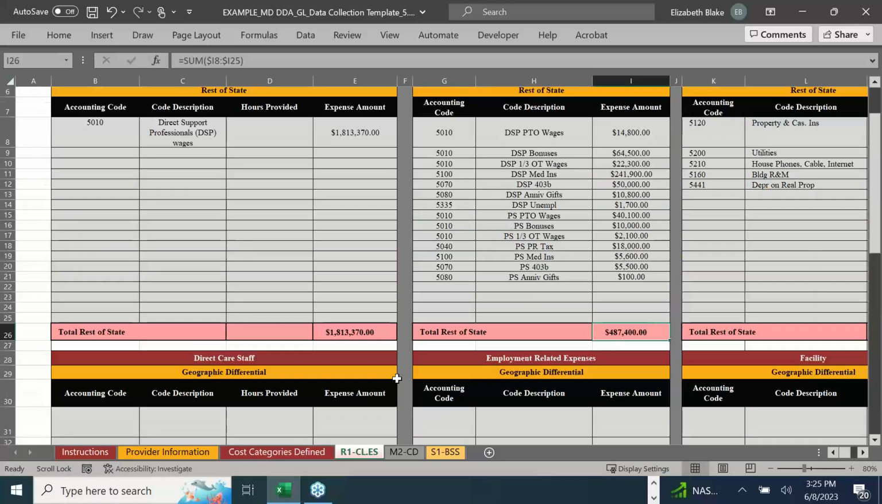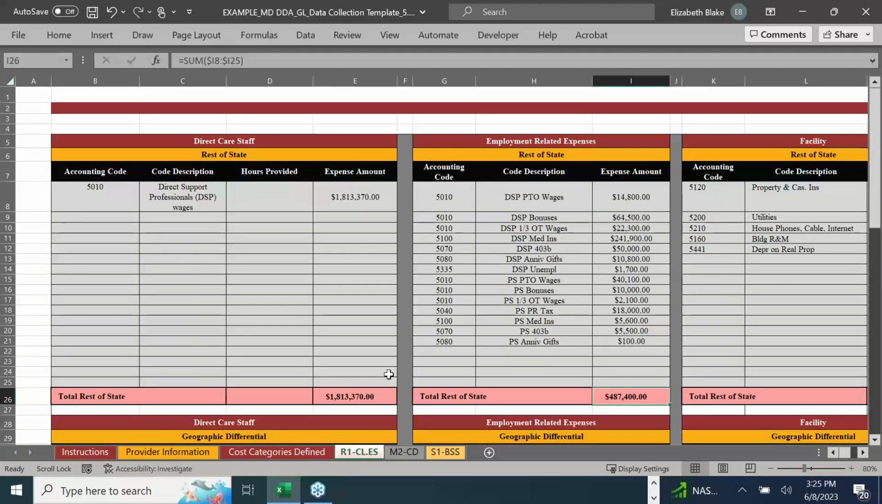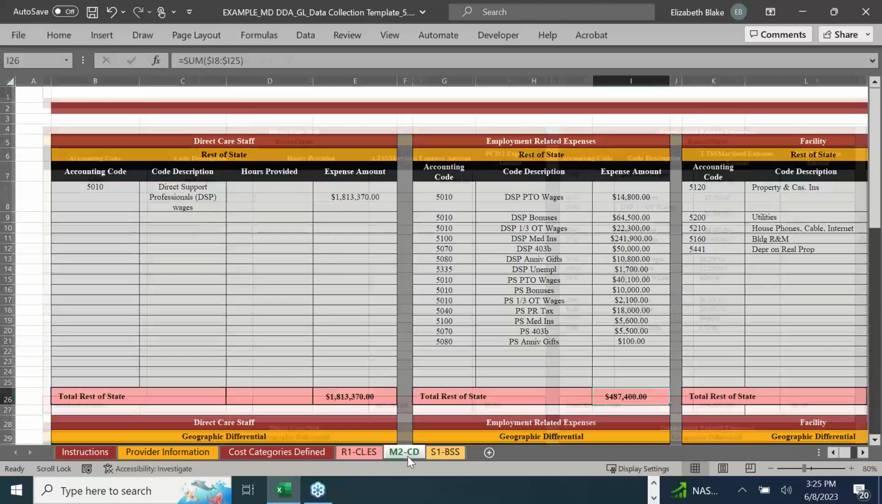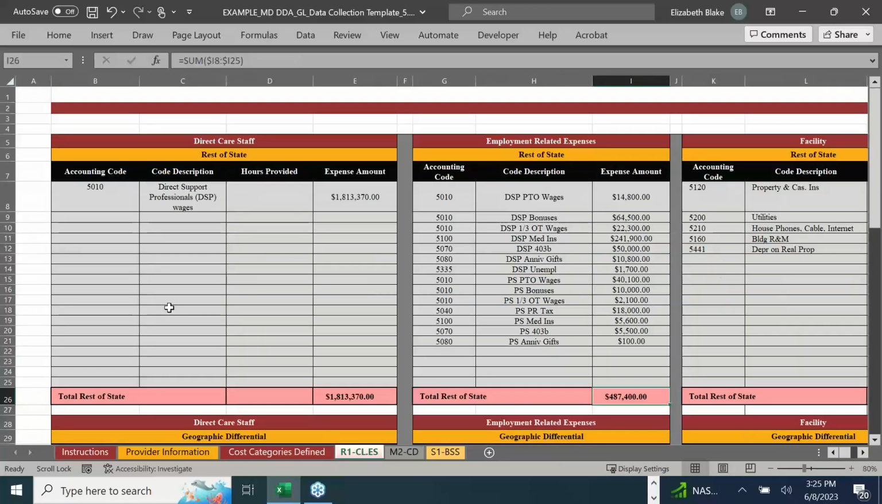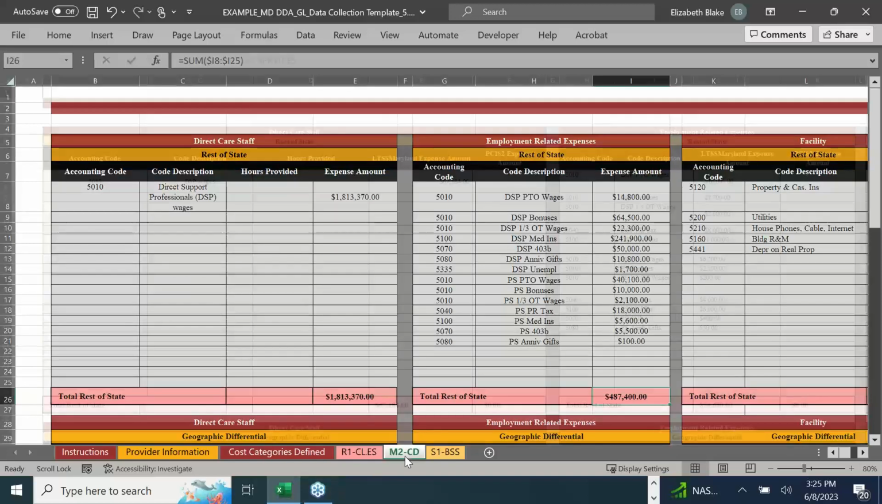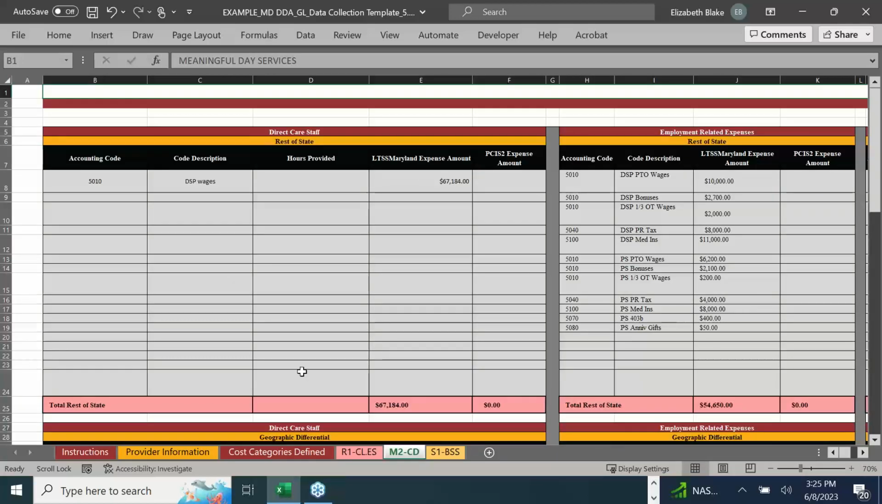So this is what a completed tab may look like for your organization. Like I said, I'm just going to quickly go through a meaningful day one and then a support services one as well. But since we're focusing on residential services today, this is where we were going to spend the majority of our time. So just moving on to a meaningful day services tab. But one thing that I want you to note is that the accounting codes, they're just going to be very consistent across each of the tabs, and the code descriptions can also be the same. So we have here all of the components that we talked through.